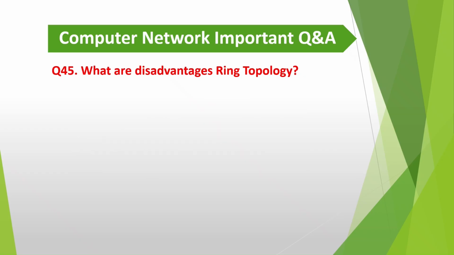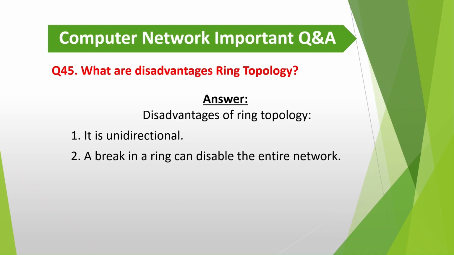Question 45. What are the disadvantages of ring topology? Answer. Disadvantages of ring topology. 1. It is unidirectional. 2. A break in the ring can disable the entire network.